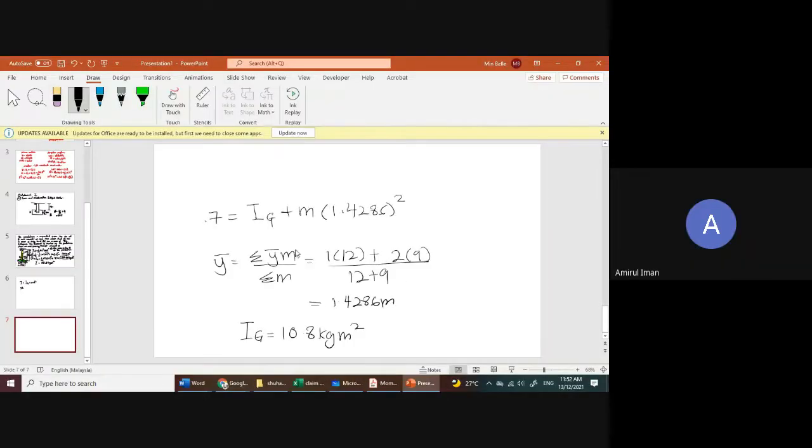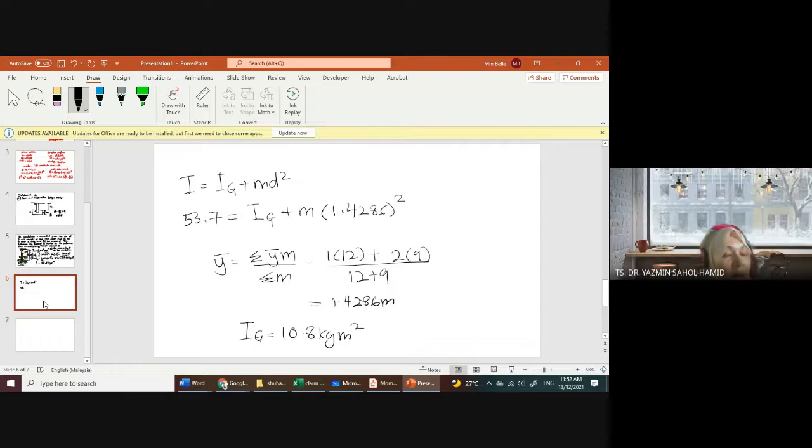Topik seterusnya untuk Madam, dapatkan force ya. Yang M tu total mass ke? Yang 53.7 sama dengan IG tambah MD squared. M ni adalah total. Sekarang ni sebab kita total kan dia 9 campur 12. Berapa? 21.